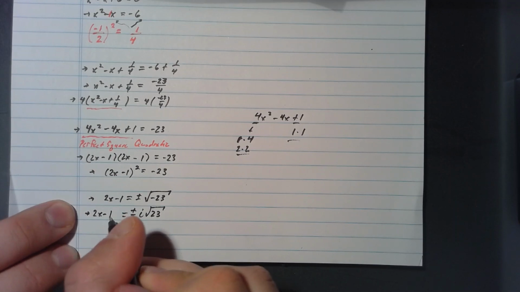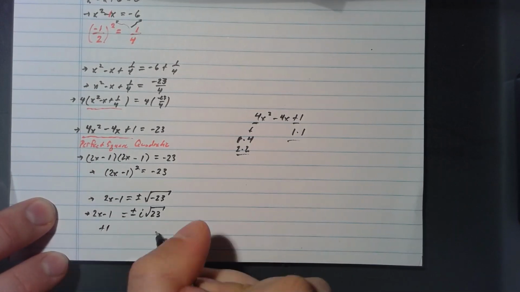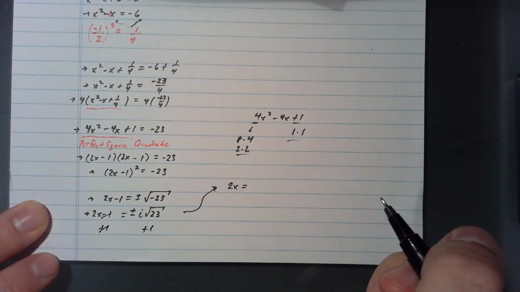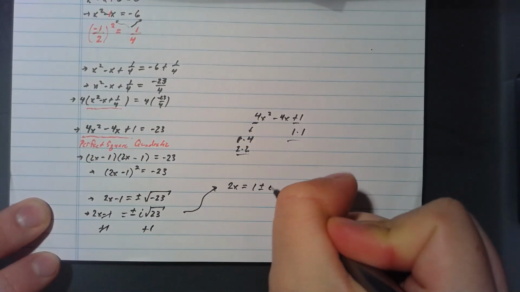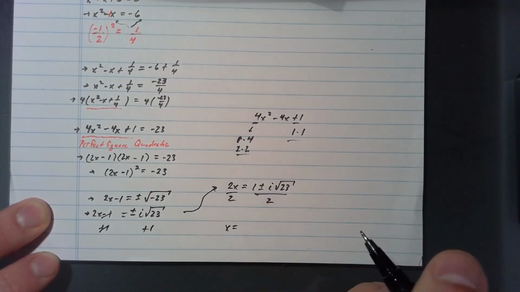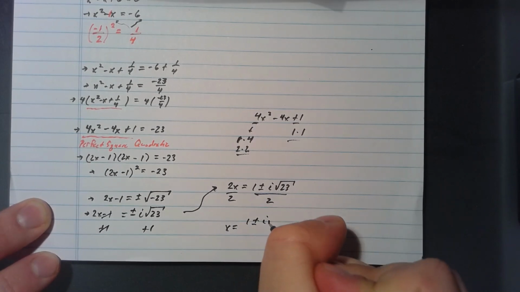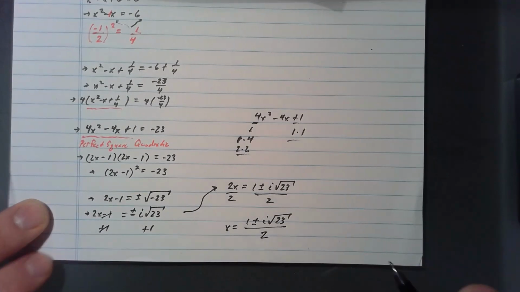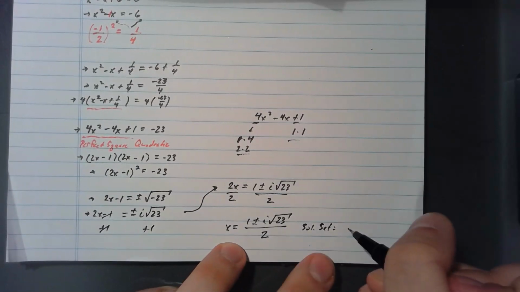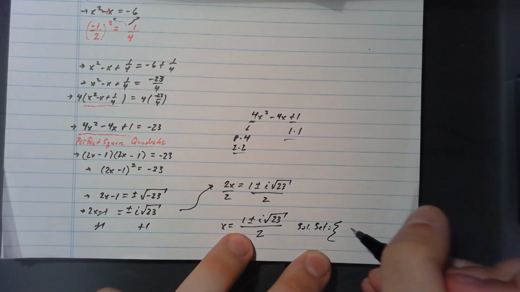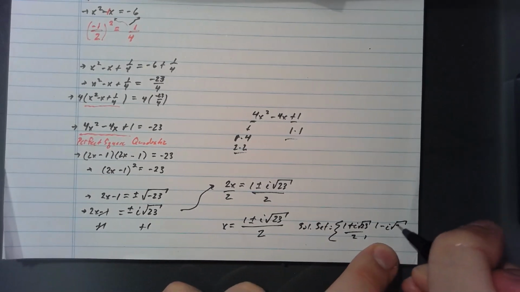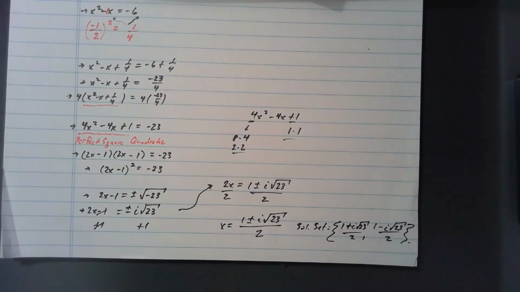The left side is 2x minus 1. So I could add 1 to both sides. So I'll have 2x equals 1 plus or minus i root 23, and then divide both sides by 2. x equals 1 plus or minus i root 23 all over 2. If you wrote that as your solution set, you could write them plus or minus, or you could write them separately. You could write this as 1 plus i root 23 over 2, comma, 1 minus i root 23 all over 2. Those are my solutions.